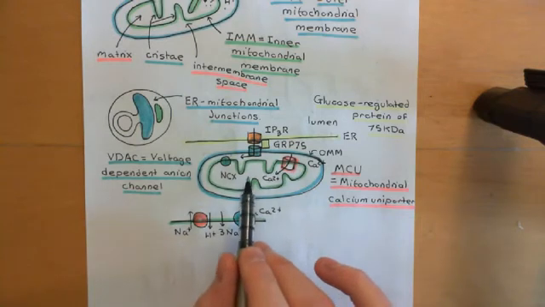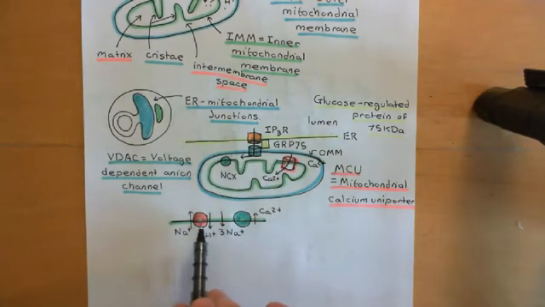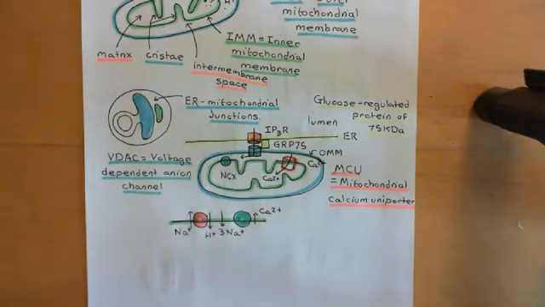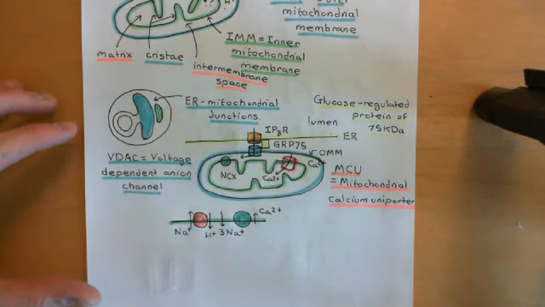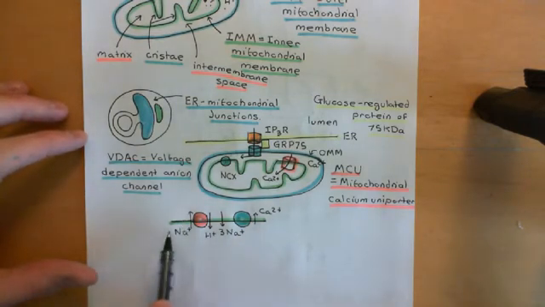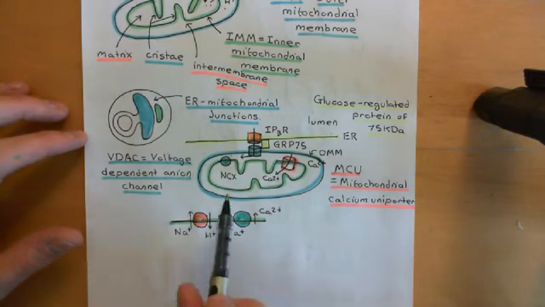Okay, so there's a very powerful gradient favoring the movement of protons back into the matrix. This exchanger here is going to allow a proton to move back into the matrix from the intermembrane space in exchange for a sodium ion from the matrix being moved back into the intermembrane space, basically. So that's how we establish a sodium gradient across the inner mitochondrial membrane.